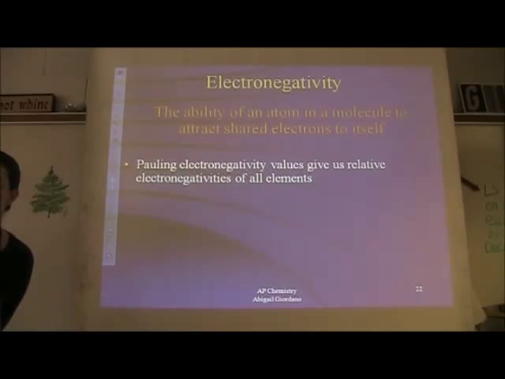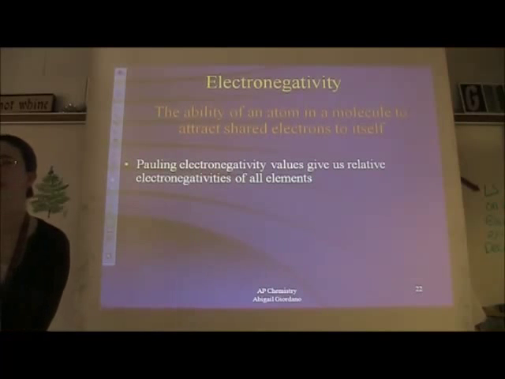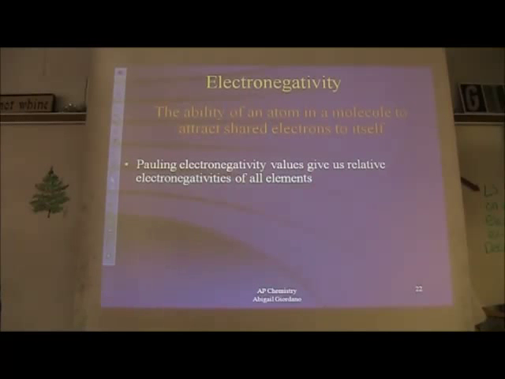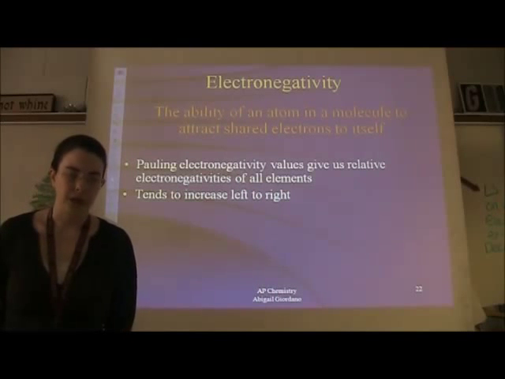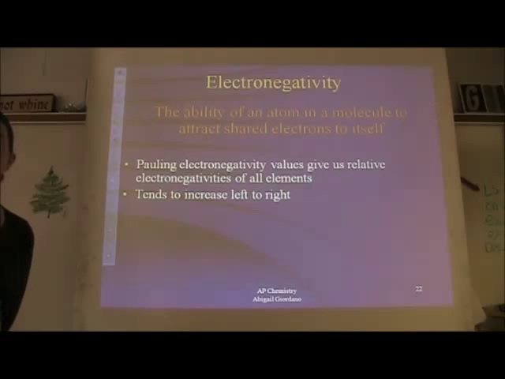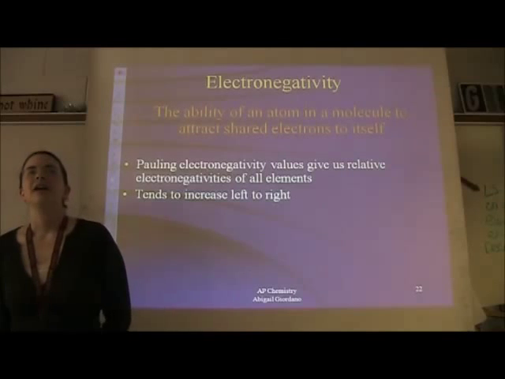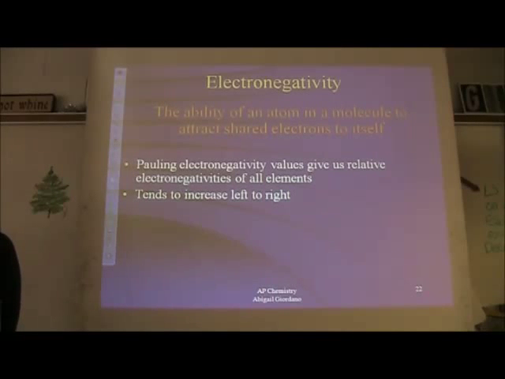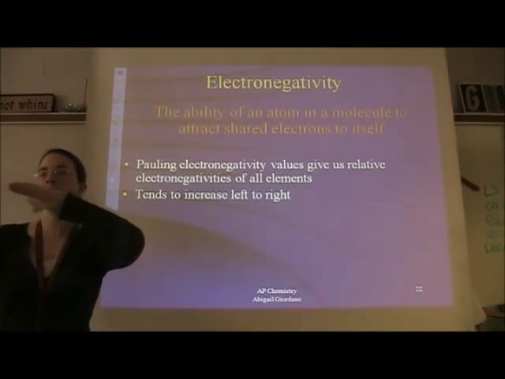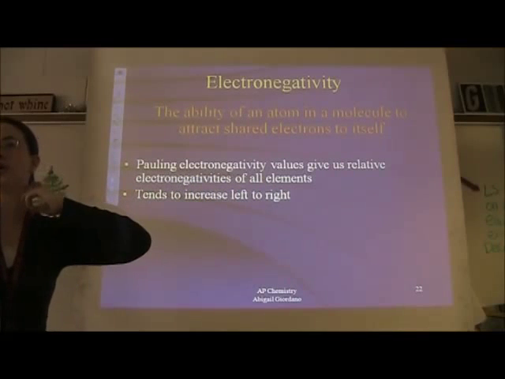Okay? But what I would like for you to do, pick a row. I don't care what row it is. Pick a row in that chart and scan your eyes from left to right. I want you to notice, in general, it's not perfect, there are a couple of little hiccups, but in general, the values increase from left to right. The electronegativity increases from left to right. Why would that be? Think about some of the answers you wrote on our most recent test. What is the reason for anything changing from left to right? Increasing number of protons, which causes what to get stronger?